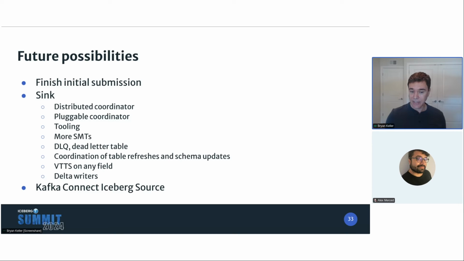In addition to sink enhancements, another possibility is to create a Kafka Connect source inspired by the Flink source. This could read from Iceberg tables incrementally and produce records to Kafka. And this could be useful for backflow purposes, for example.